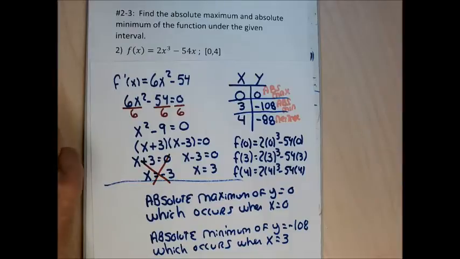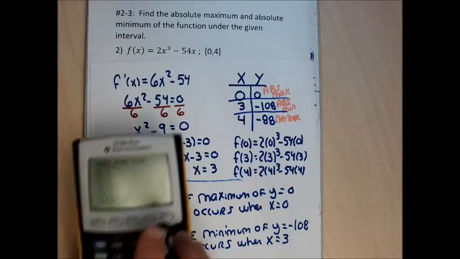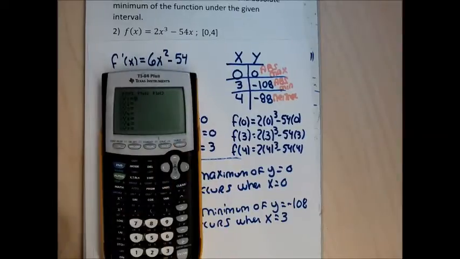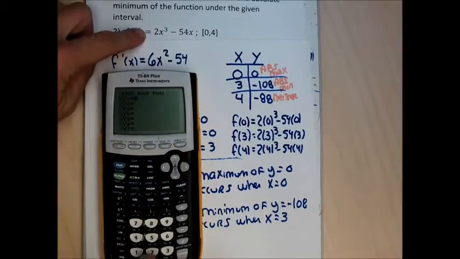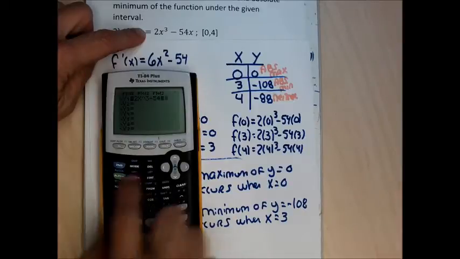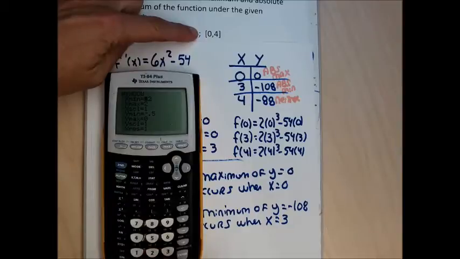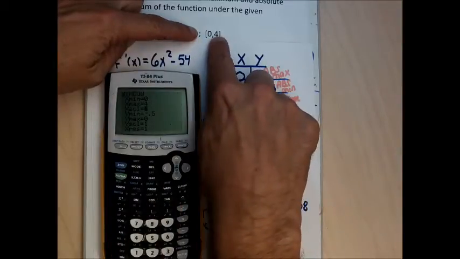But if I wanted to, I can do this whole problem on my calculator. To confirm this answer using my calculator, I can turn my calculator on and graph the original function, 2x up arrow 3 minus 54x. Change my window. For my x's, I need to go from 0 to 4. Smallest x was 0, biggest x is 4.